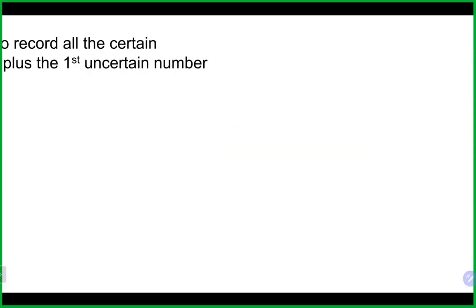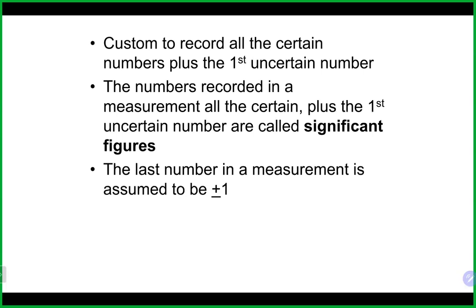All right, so that's what we did. As we've been talking about, it is customary when we take a measurement to record all the certain numbers plus the first uncertain number. The first uncertain number is also sometimes referred to as the estimated digit. When you do that, that pretty much gives you the significant figures for that particular measurement. And again, that uncertainty is not always going to be the last number written, but it should always be the last significant figure. We'll talk about where that is different as we go through it.